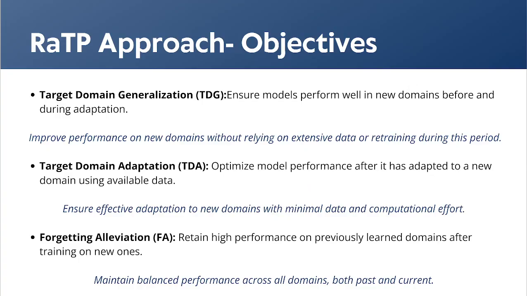To tackle these weaknesses, the RATP tries to achieve three objectives: TDG, which is target domain generalization, so that the model performs well when it faces data from new domains during adaptation; TDA, target domain adaptation, so that it performs well on the data after it has adapted to the new domains; and forgetting alleviation, so that it retains information that it has learned from the previous domains.